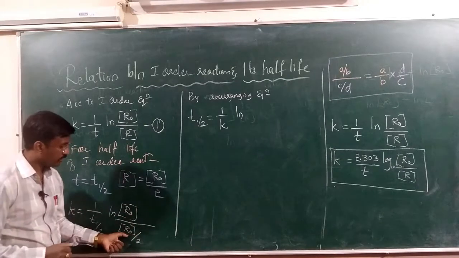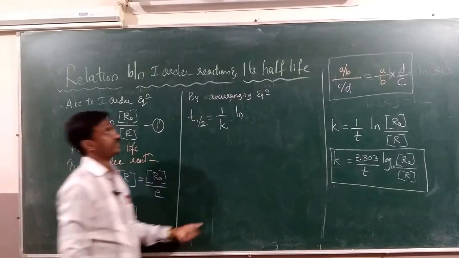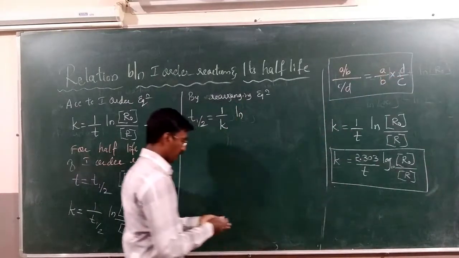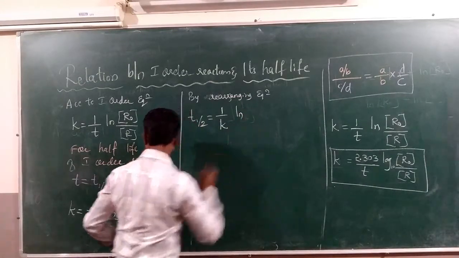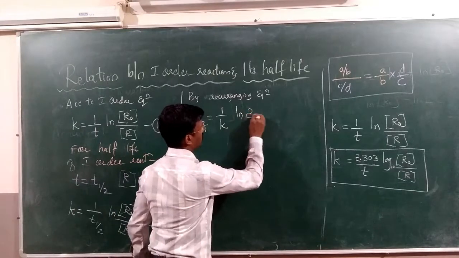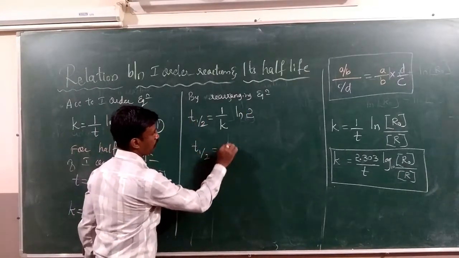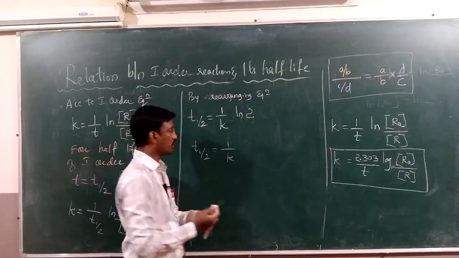The same expression applies here also. R naught divided by R naught by 2. This R naught will cancel and 2 moves to the right side. It is in the form of D, so 2 comes up. Therefore, ln R naught cancels each other and the remaining 2 moves up, ln 2. Therefore, t half is 1 by k as it is.